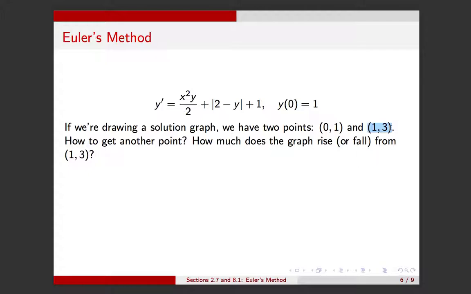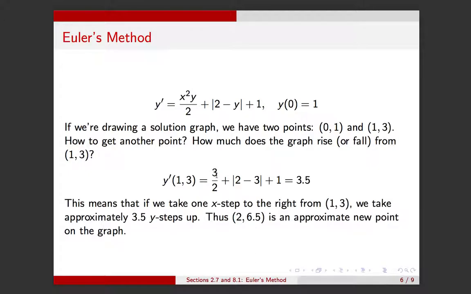How do we get another point? Well, just ask the same question as we asked before, but replace (0, 1) with (1, 3). How much does the graph rise or fall from (1, 3)? Well, again, you are told tangent slope data. So when x is 1 and y is 3, I can just plug those values in. x is 1, right? So 1 squared. y is 3, so 3 halves. y is 3, and then plus 1 is always there. And if you add all this up, you get 3.5.